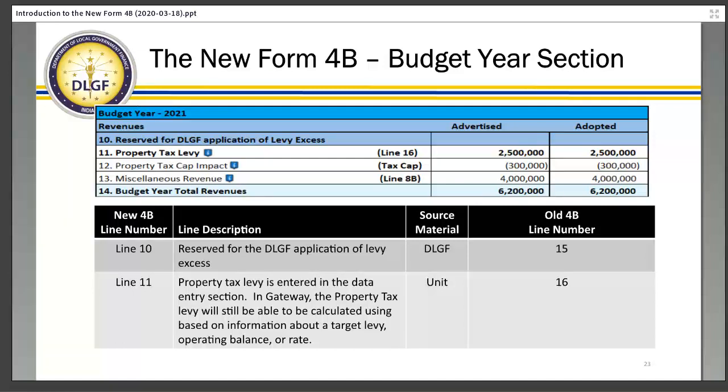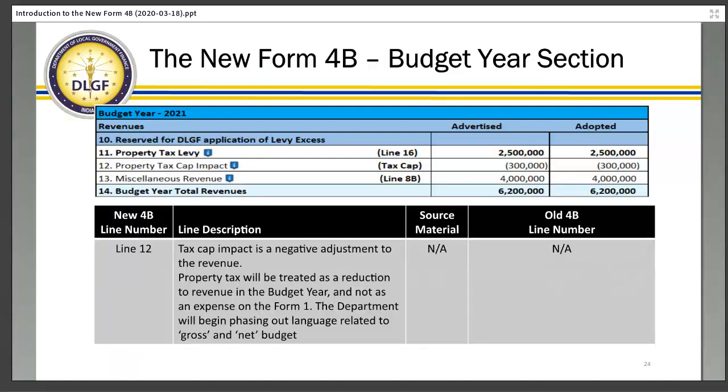Now, while the information is presented here as a total, we will see in about a dozen slides that the units will still have the same data entry assistance in figuring out what their property tax levy is. In Gateway, units will be able to use the DLGF calculator to determine whether or not they want to hit a target tax levy or a target tax rate or a target operating balance. And so those functions will still exist, but this is where that information will be listed.